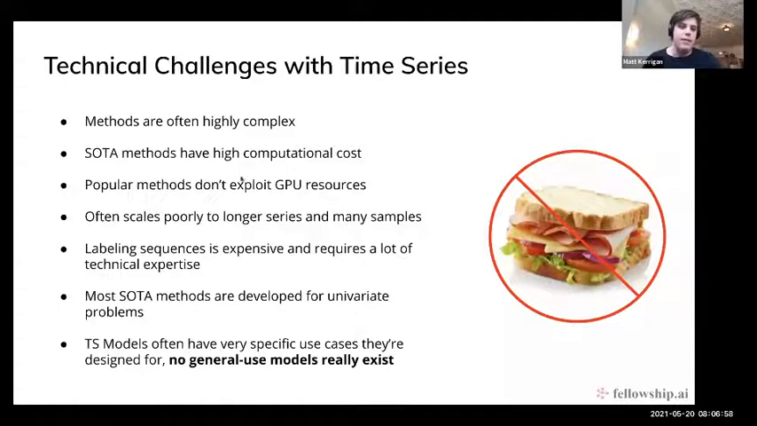Methods that work really well are often pretty complex. They have high computational cost. One interesting one is there really isn't any current model that can exploit GPU resources, so they don't scale all that great. Labeling is really expensive.